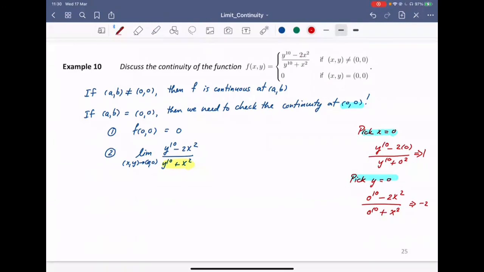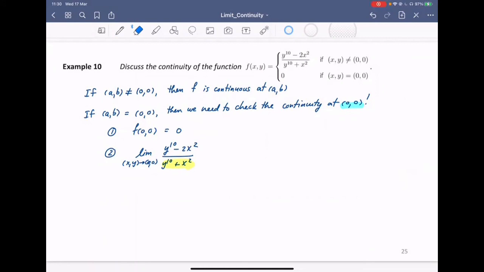Am I right, everyone? Do you agree with me? You just pick the line, any line you want. So that means you don't have to go to the squeeze theorem at all. You already found that we have two lines where the limits are not equal to each other. So what you're going to do is say, hey, from here, consider the limit as (x, y) goes to (0, 0).